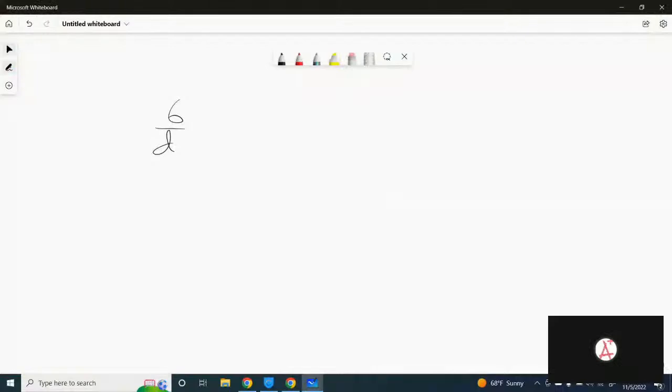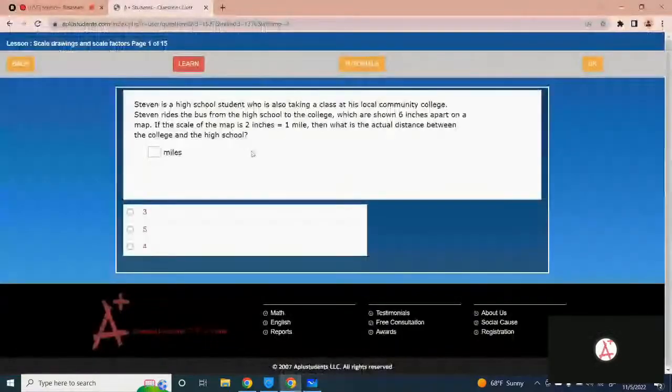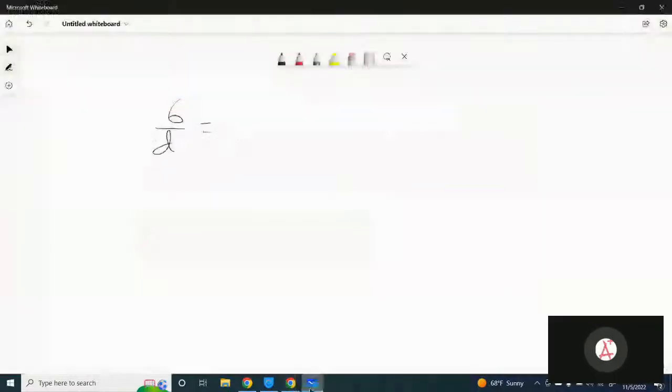You have to find the ratio that relates the inches between the college and the high school. Got it? So it would be 6 divided by d, and that one you are given on the scale map. The scale is 2 inches divided by 1 mile, so it would be 2 over 1. You have to find the value of d.